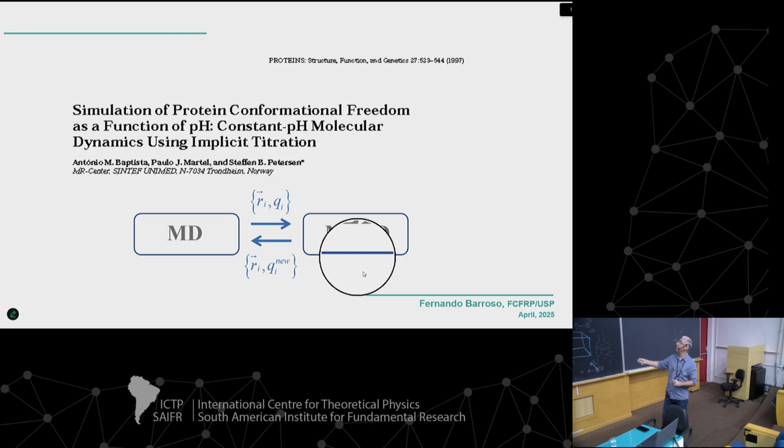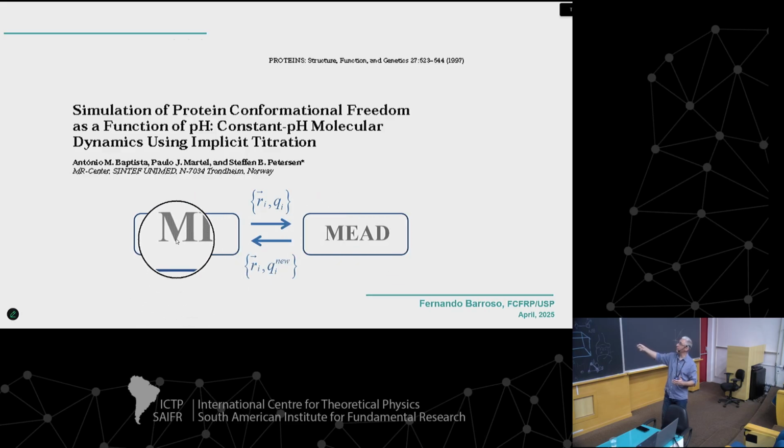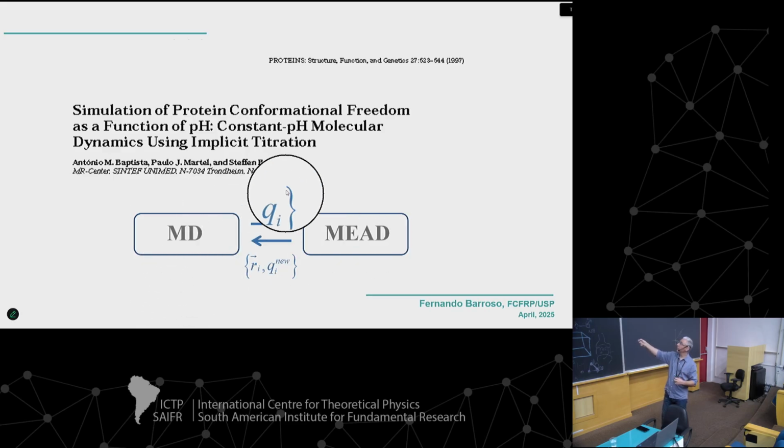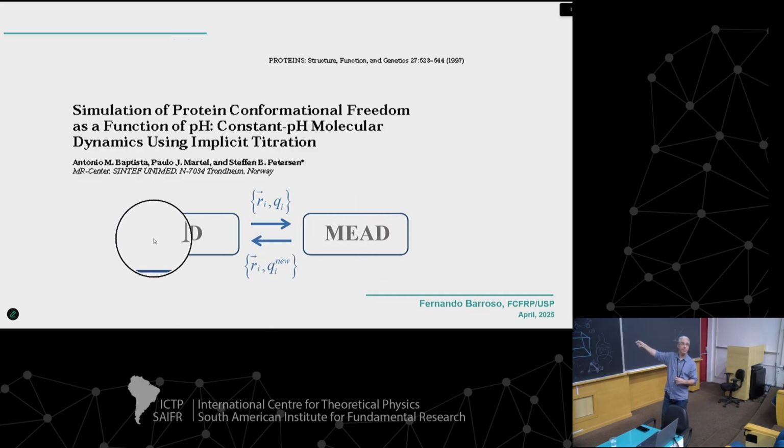In this case, it's a Poisson-Boltzmann solver, the MEAD that I already cited to you. So I pass from the molecular dynamics trajectory the coordinates and the charges. I run the Poisson-Boltzmann, I get an update of my charges, and I plug them back into my MD simulation. Doing so, I keep changing my charges according to the pH and the local environment. So the neighbor effect is now present in MD.